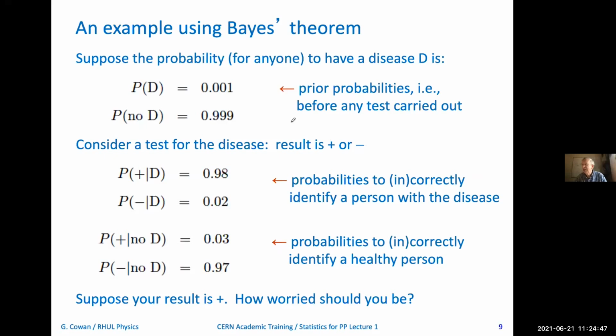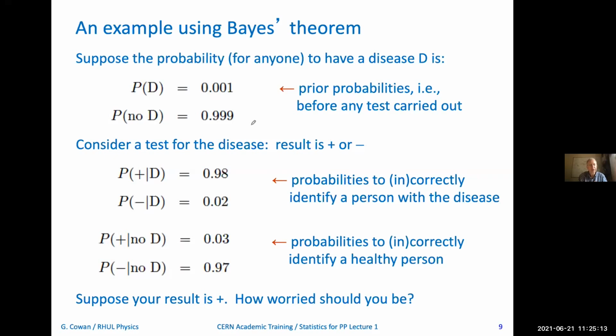And don't ask me how I know these numbers, but let me suppose that in some population or subpopulation, we figured out that the prior probabilities for somebody to have the disease are 1 in 1,000. Now let's suppose you come up with a test for the disease, and the outcome of the test is just a plus or a minus. It only has a binary outcome. Some tests might give you an actual number, but let's suppose this test just gives you a positive or a negative result.